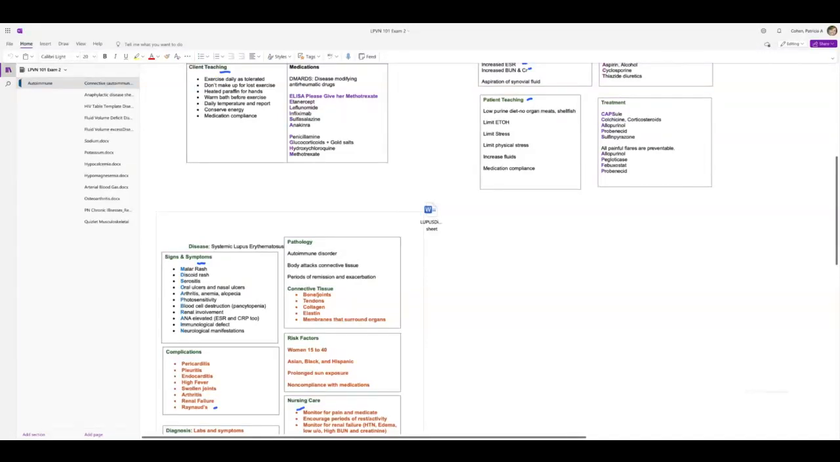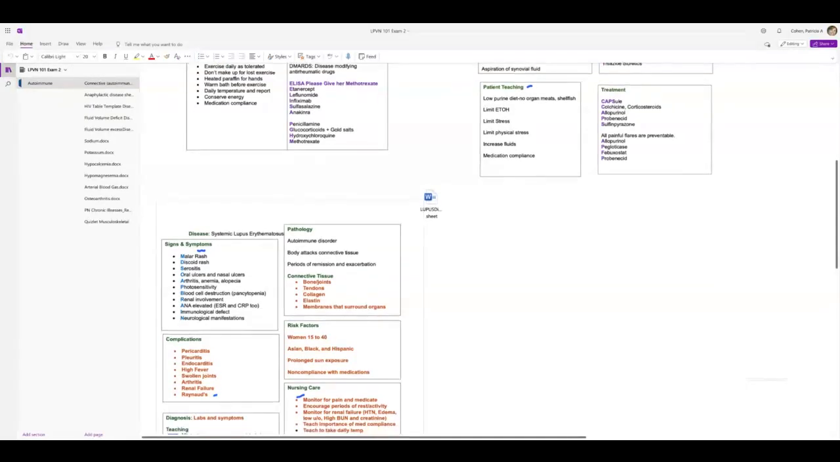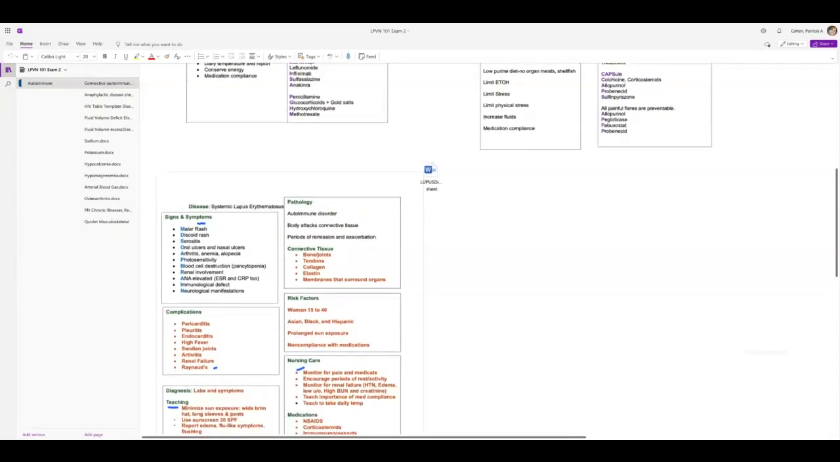They can also become depressed, confused, and apathetic. All right, and then they have the Raynaud's, they have the pericarditis I talked about earlier. So those are the complications.